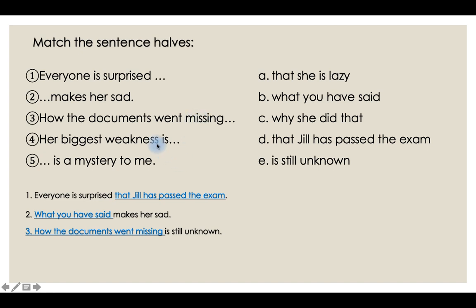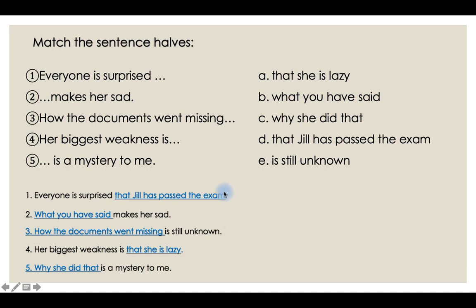Her biggest weakness is that she's lazy. Yeah. And because why she did that is not possible here. Her biggest weakness is that she's lazy. That's sentence number 4. And the last variant that we have, why she did that is a mystery to me.